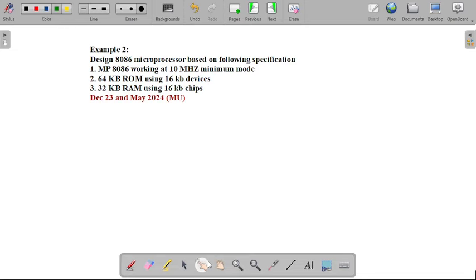In this video, I will explain how to solve the memory ROM and RAM interfacing problem with the help of this example. This question was asked in the Mumbai University question paper in December 23 and May 24. First of all, we have to read all the statements given in the example.